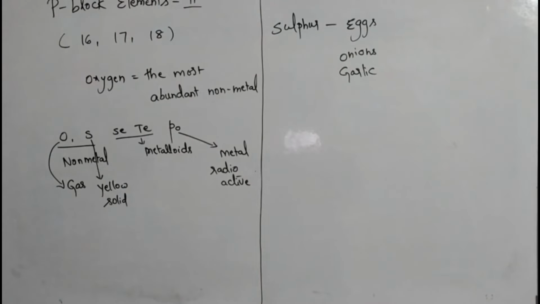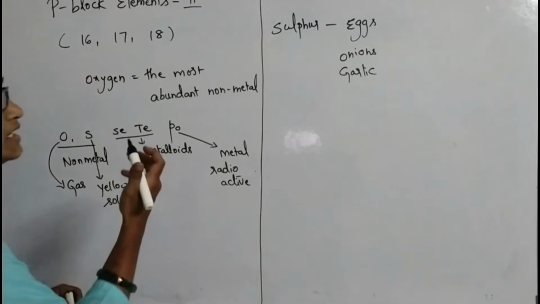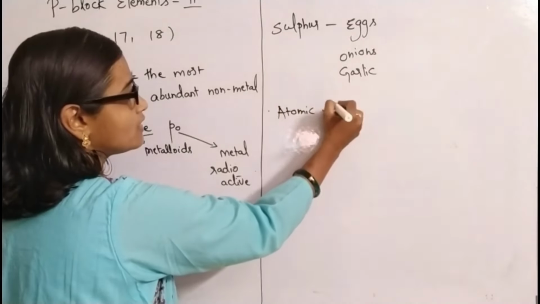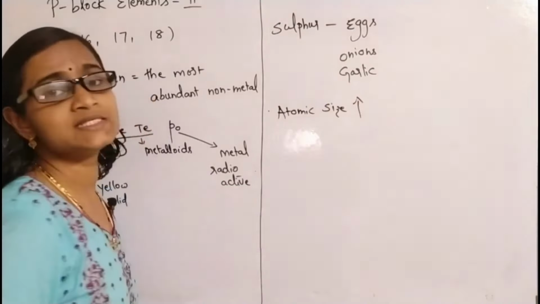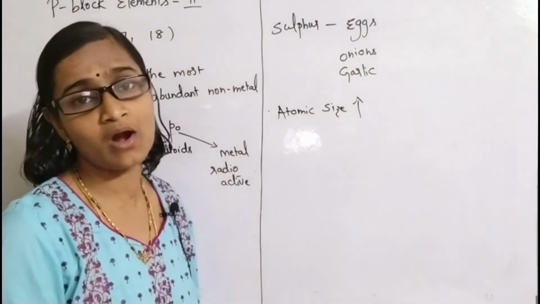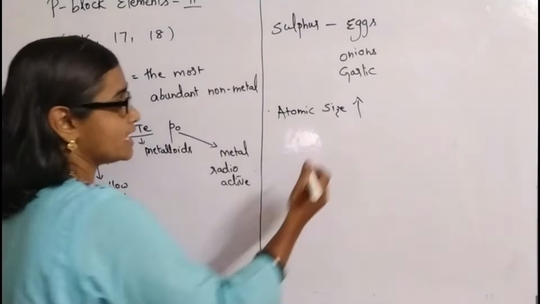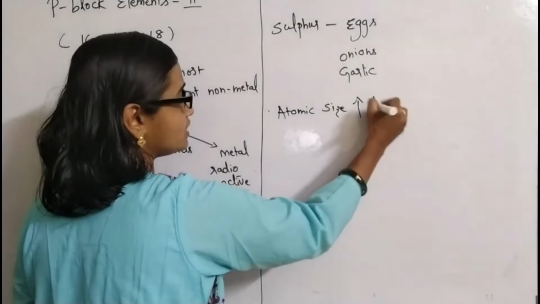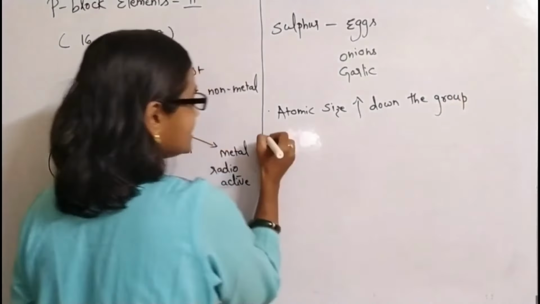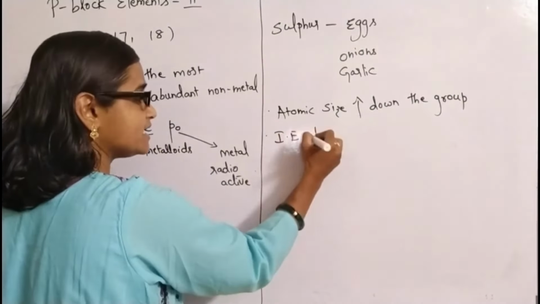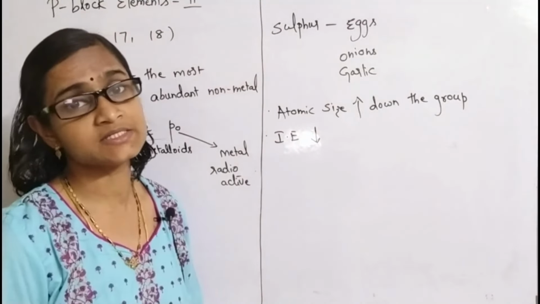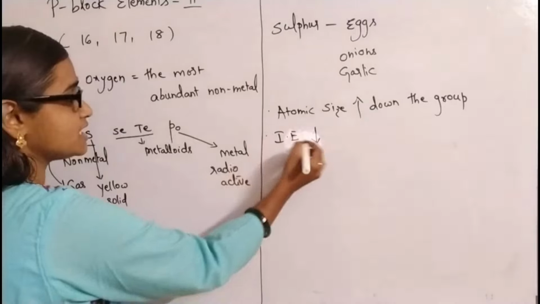Okay, and next, if you go for the periodic properties, you all know that atomic size increases down the group. Okay, atomic size always increases down the group because of the extra energy shell. Electrons get added into the next coming orbits. Atomic size increases down the group. Ionization energy also decreases down the group. As atomic size increases, ionization energy decreases. You know that point. Okay, ionization energy decreases down the group.